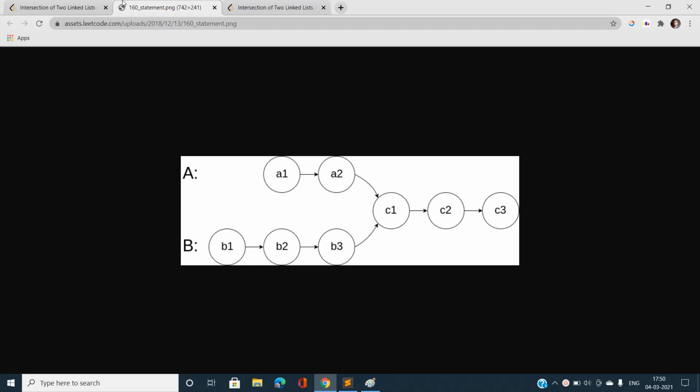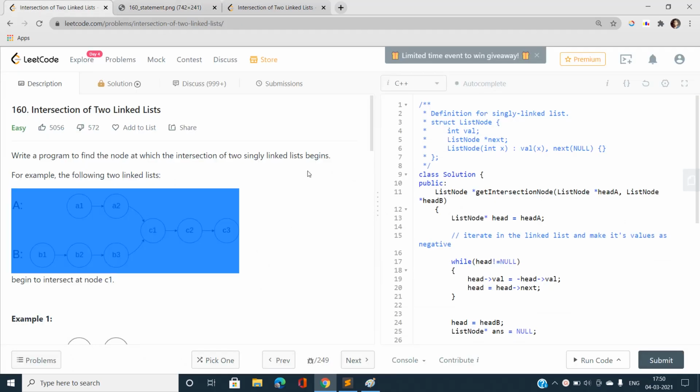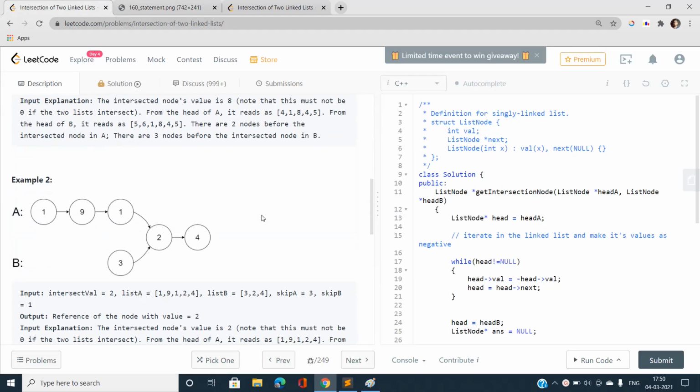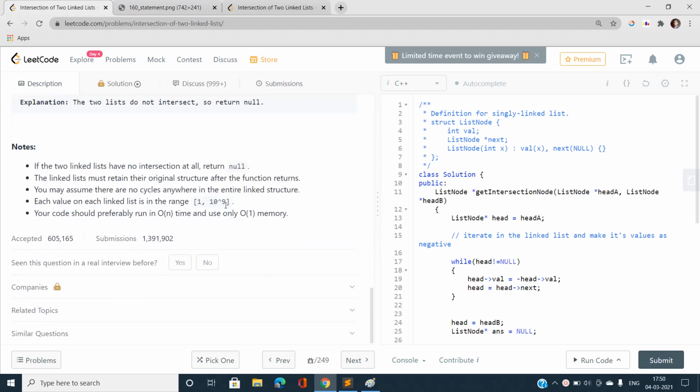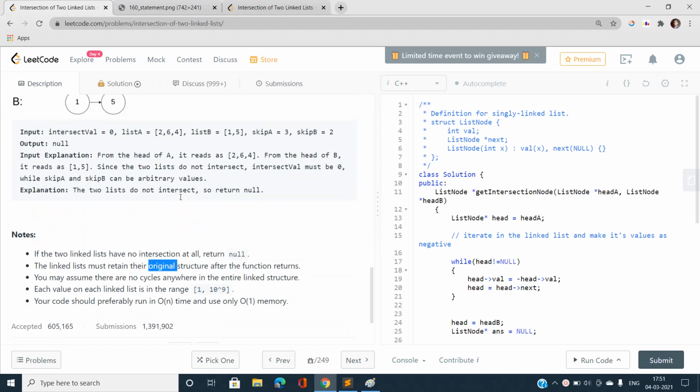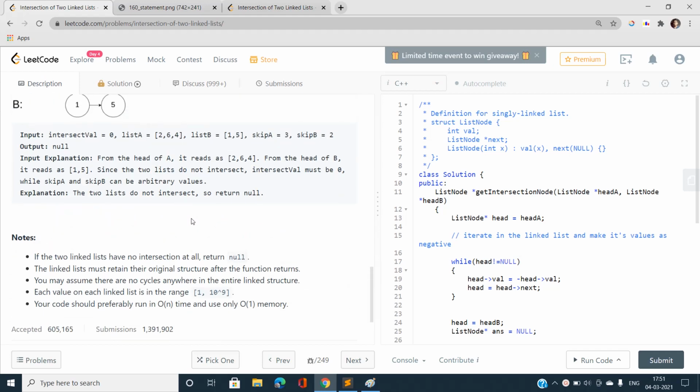Now how are we going to do this problem in the most efficient way? So let's move further, let's move to the constraints, to see if we can benefit from them or not. Each value in the linked list is going to lie between 1 and 10^9, and your code should preferably run in O(n) time and use only O(1) memory. So our code should be memory efficient also. So how are we going to do this problem? Let's move further.